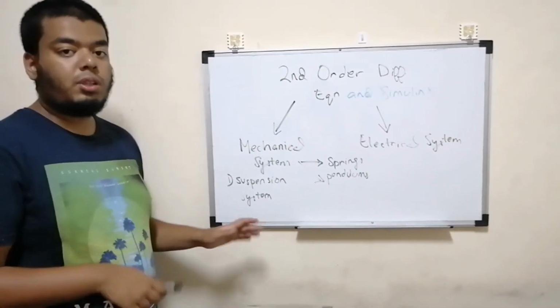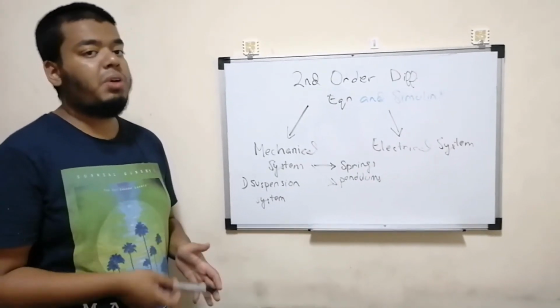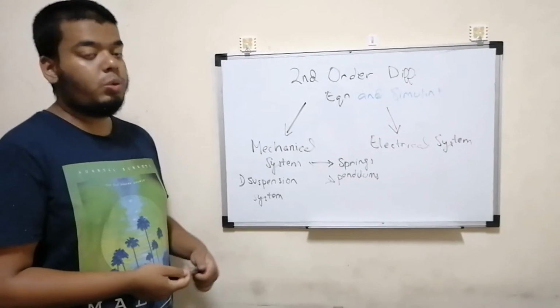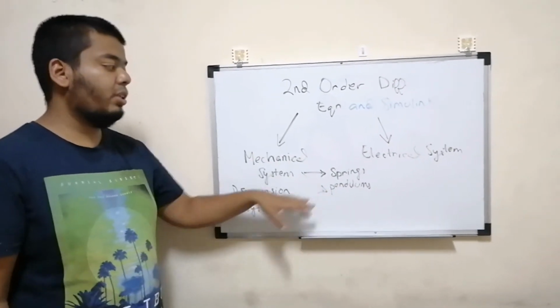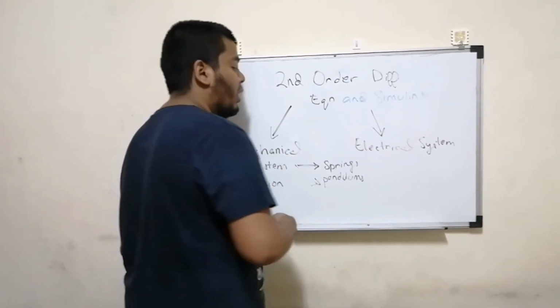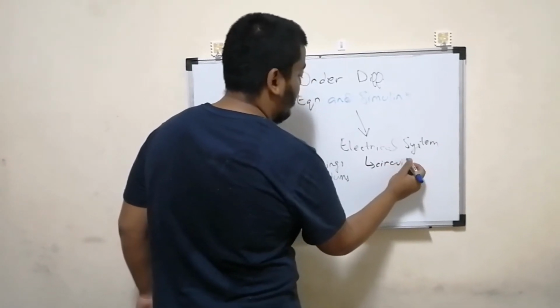We can design different suspension systems. In suspension systems, it can be going for the automobile engineering, you can go for the car suspension, or you can go for the aviation industry, we can design suspension of aircrafts. This is what you can learn from springs and pendulums. From the electrical system, you can see the application can be in circuits and in radios. So we'll have circuits and radios.